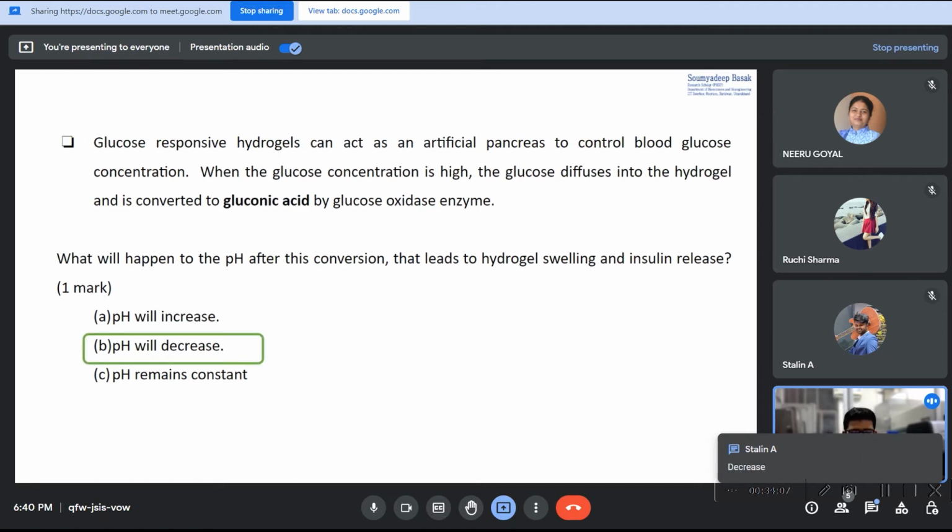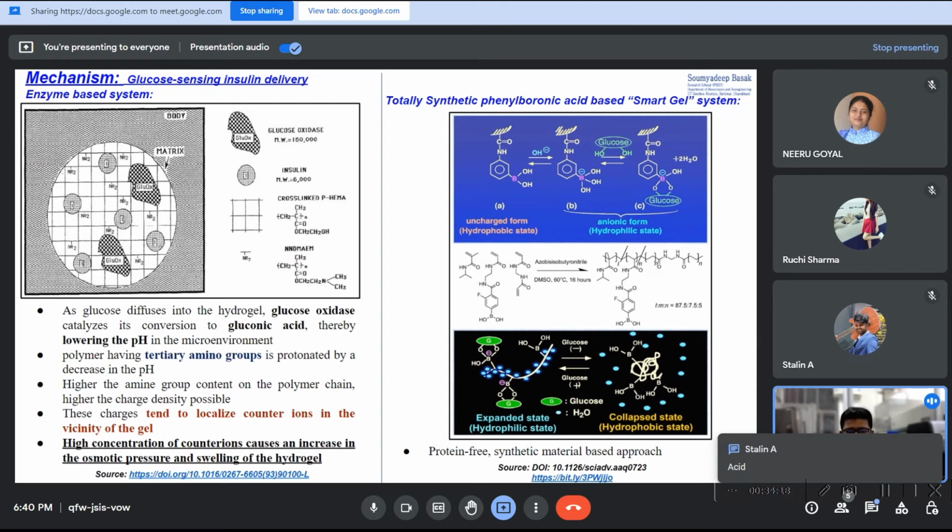Why will the pH decrease? Right. This is the mechanism of how the pH will decrease and how the swelling occurs as the pH decreases. Remember, we have talked about week 5 also. This is how the glucose is sensed by the hydrogel, and what is the synthetic alternative, phenyl boronic acid based groups that are used for formation of those synthetic materials.